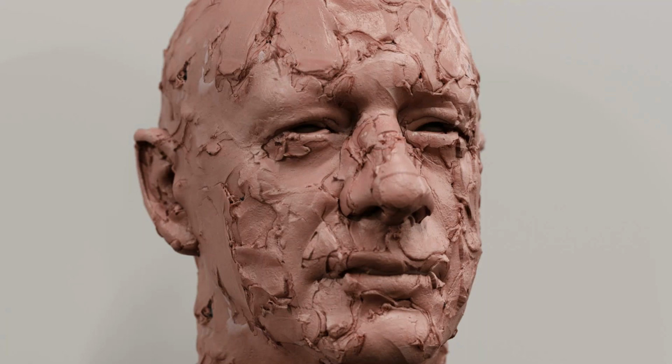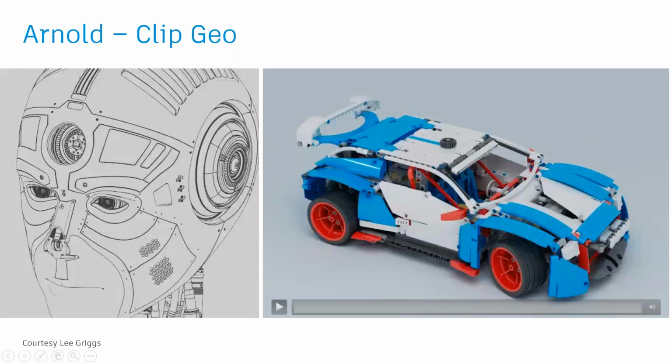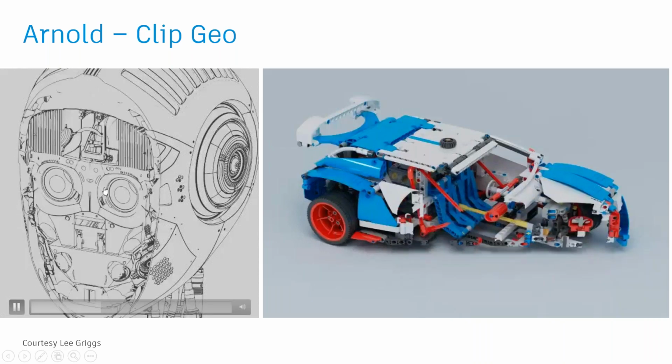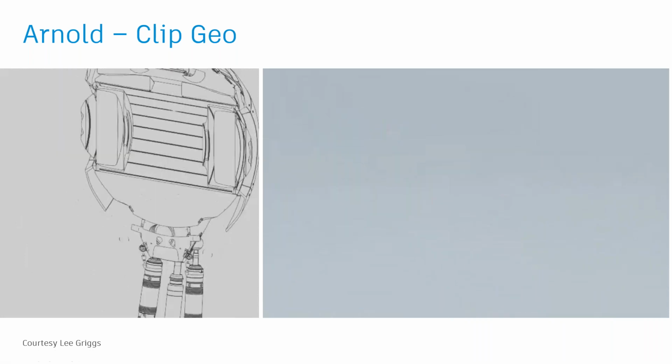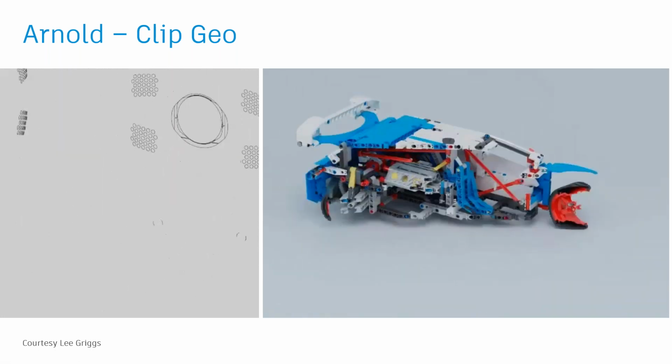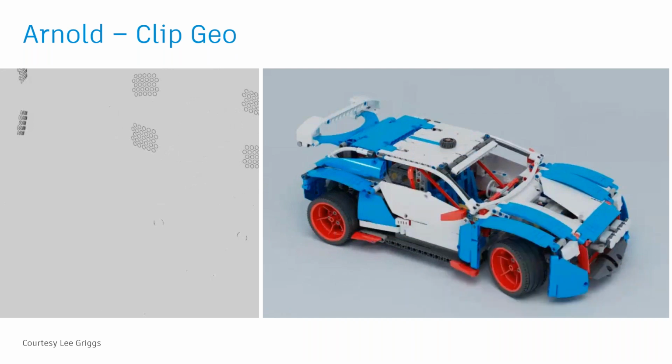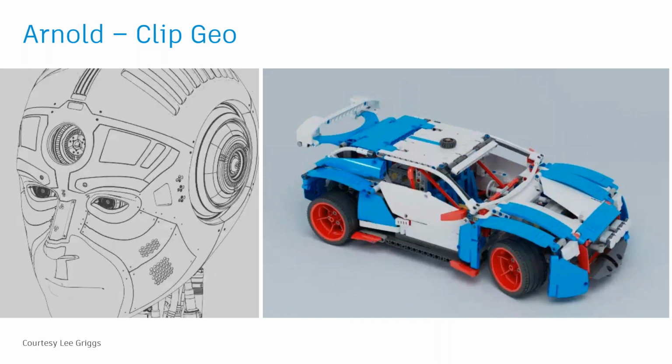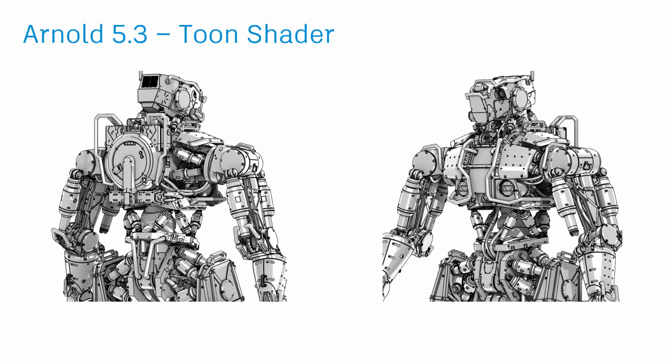These are some really fantastic Arnold renders that have been done by our in-house artist, Lee Griggs. This is a clay shader created by Lee. These are some tests with the Arnold Clip Geo, as well as the toon shader inside of Arnold, giving you some mad possibilities to do some really neat simulations like you see on screen. Again, toon shader, that's something that's getting very popular out there. People are creating some really crazy tests with the toon shader inside of Arnold.